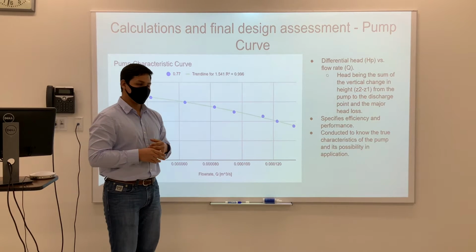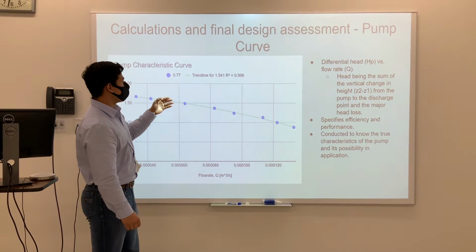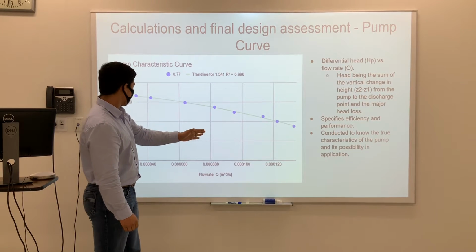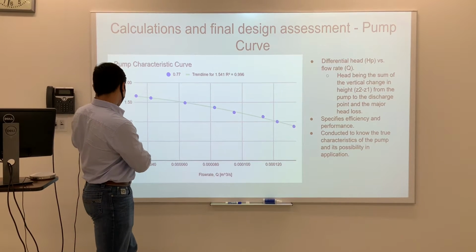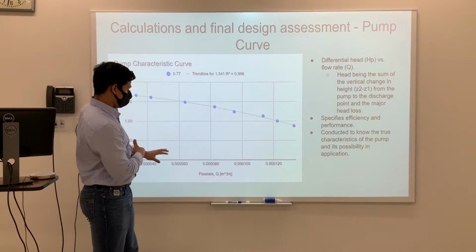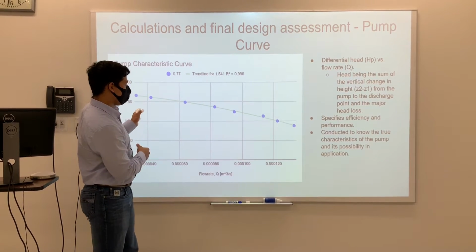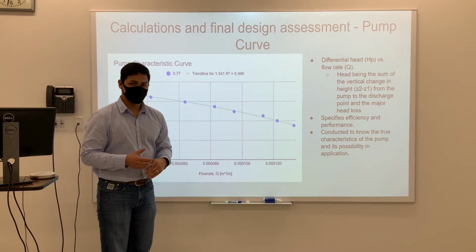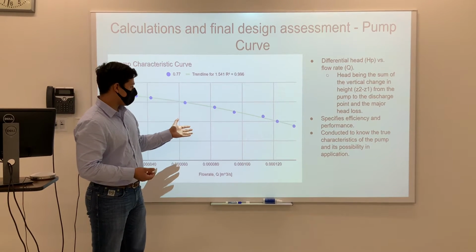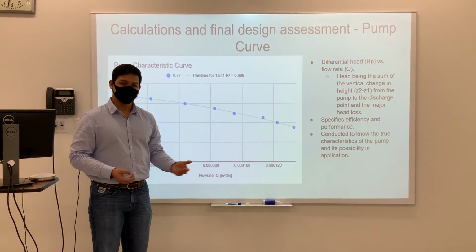Before we construct, we need to see if our pump is able to support our preliminary design. So for that, we produce the pump characteristic curve, and this allows us to see the pump's operation and performance throughout different heights or total heads of the pump. This is the differential head on the y-axis and the flow rate on the x-axis, and the head, the vertical axis, is the sum of the height difference from the bottom reservoir to the top reservoir and the major head loss. It shows you the efficiency and performance of the pump itself, and it allows you to see if it's actually possible to use in application.